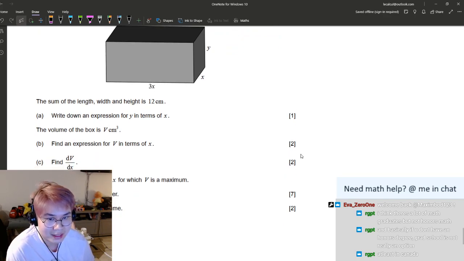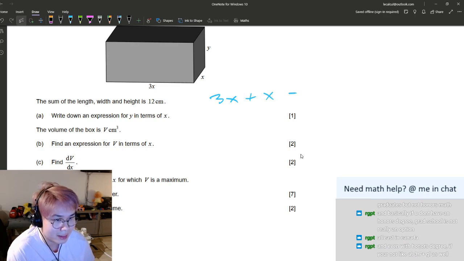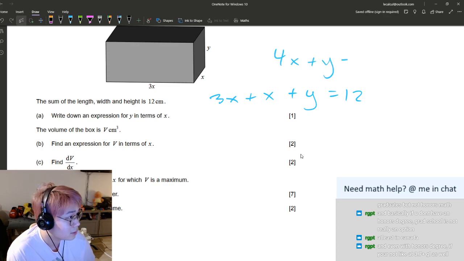Anyways, what is this? I know that the length and the width and the height together are 12. So this is 12. And then I just want to write an expression of y in terms of x, so that's easy enough. I just change this equation into 12 minus 4x?